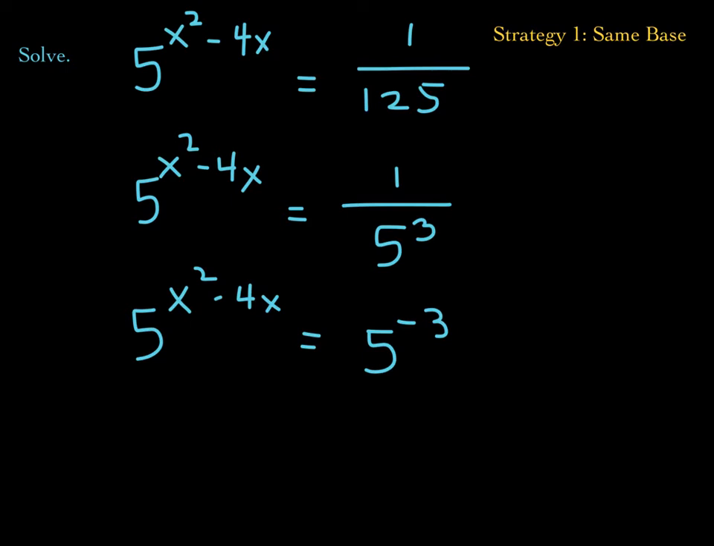Now that you have the same base, we can drop the bases and set the exponents equal to each other. This is x squared minus 4x must be equal to negative 3. At this point, this resulting equation is quadratic, and the way I solve quadratics most of the time is by setting it equal to 0. So let me add 3 to the left-hand side.